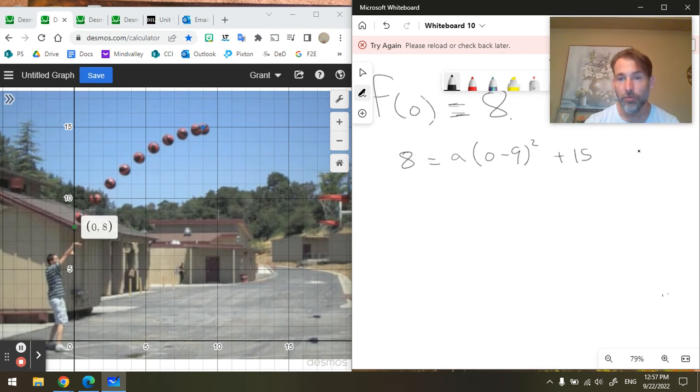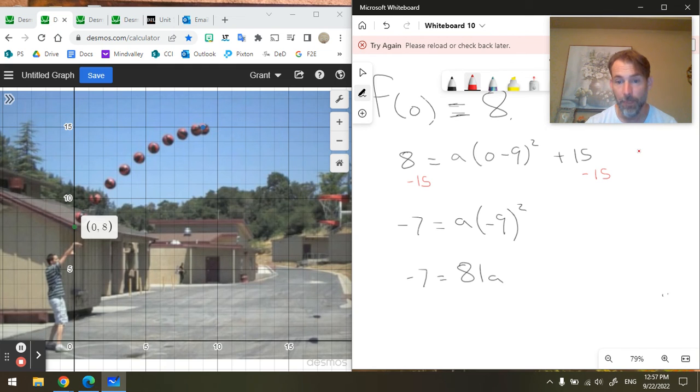Okay, so first thing that we can do is subtract 15 from both sides to remove that term and move it to the other side. 8 minus 15 happens to be -7. And that's going to be equal to a times 0 minus 9 squared. So that's going to be a multiplied by -9 squared. All right, so it's getting simpler. We're getting a alone. And then let's do another line. -7 is equal to -9 squared, which is positive 81, so 81 multiplied by a.